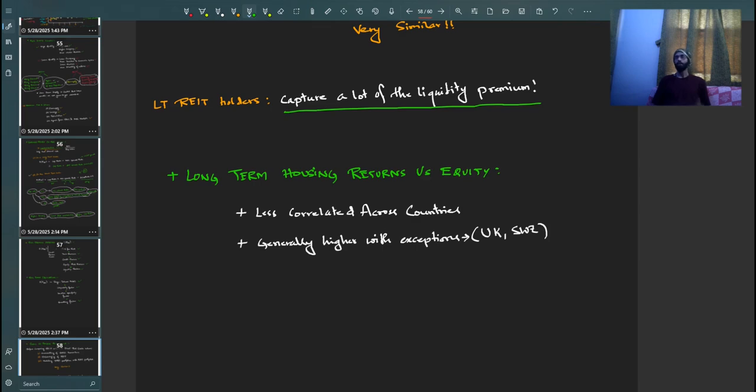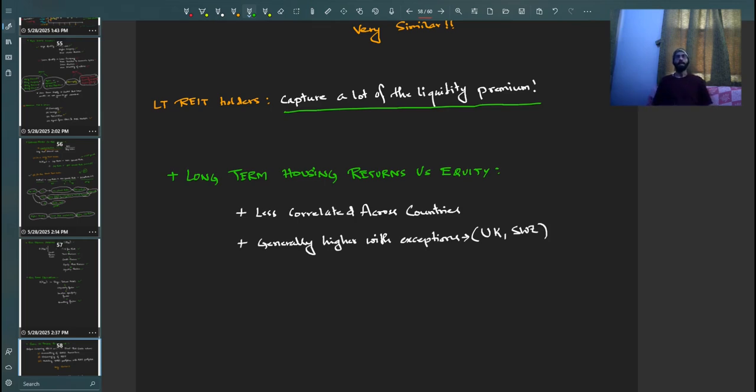Long-term housing returns versus equity. We'll do a specific point-wise comparison between equity returns and long-term housing returns. So in the long term, across the countries, the correlation is much less compared to equity returns. So when you look at real estate returns in USA versus real estate returns in India, you will see they are a lot less correlated compared to the equity markets. For example, if you compare the BSE or the NSE returns with respect to the S&P or the Dow Jones returns, they will be much more correlated compared to the real estate returns of USA and India, right?